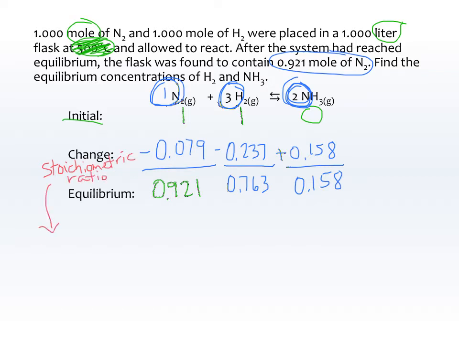Or another way to say that is related to the balanced equation. Initially, you can have whatever you want in the container, but the change is always going to be stoichiometrically related based on the balanced equation, and then the equilibrium is going to follow from that change.